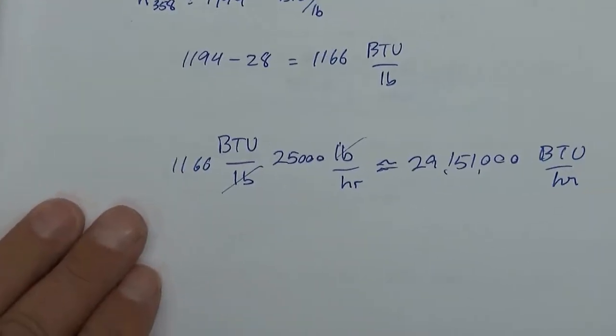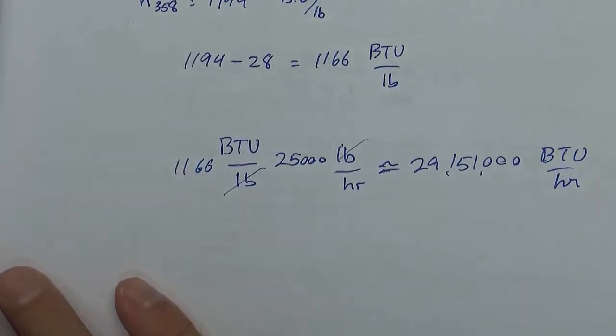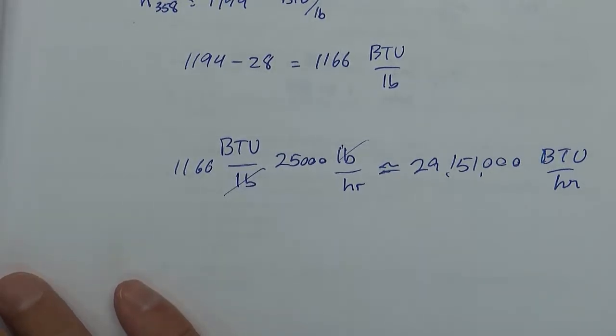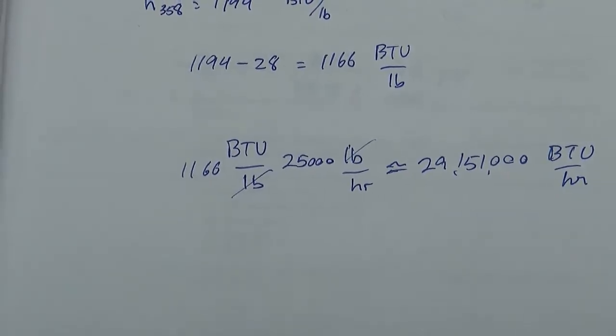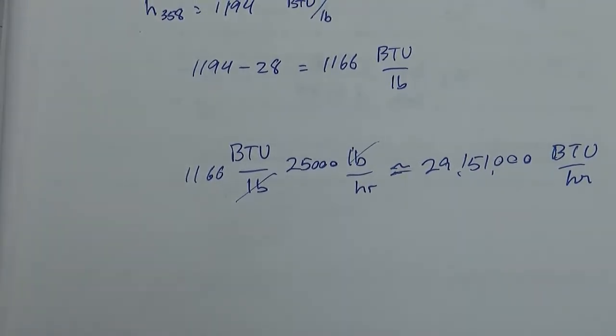And that's the size of a medium-sized commercial boiler. It might be 10 feet across by 12 feet high, maybe 30 feet long, something like that. So that's a relatively common size. Okay, that's it for this one.